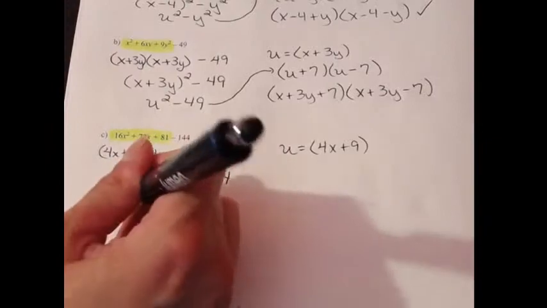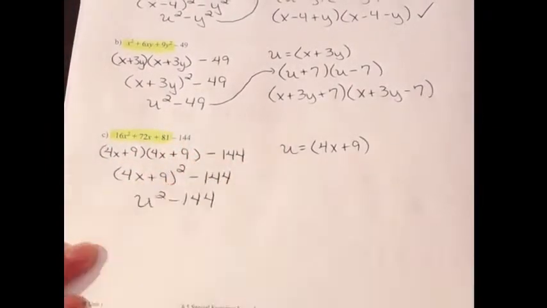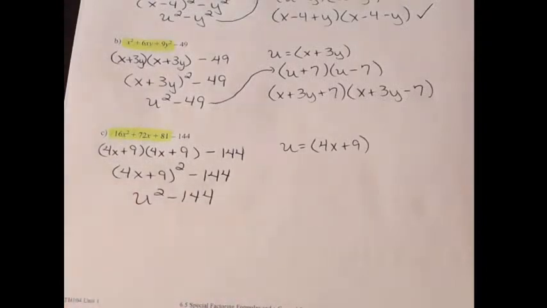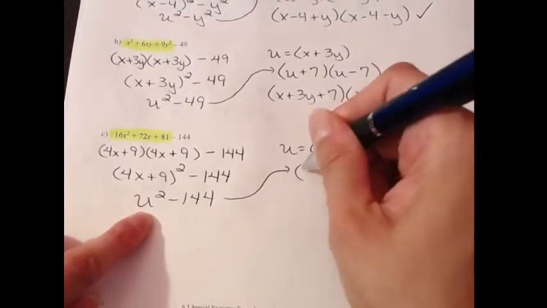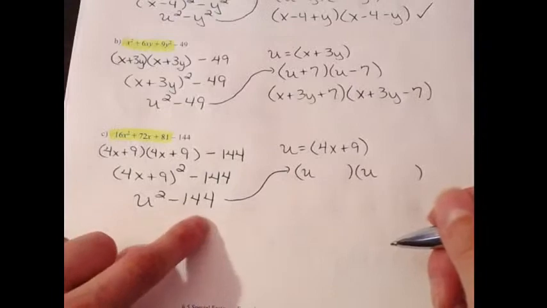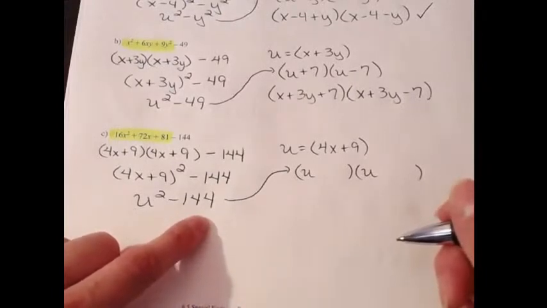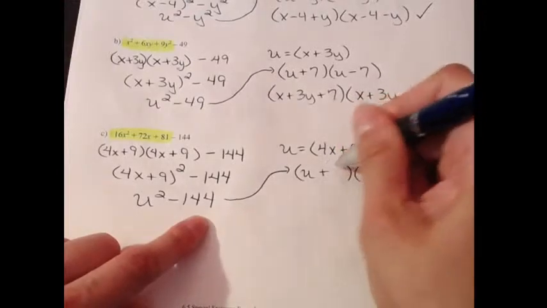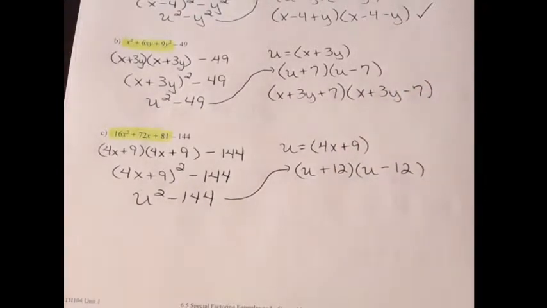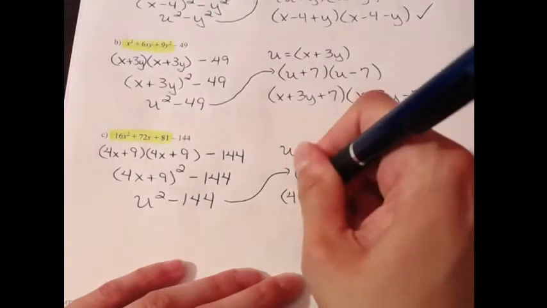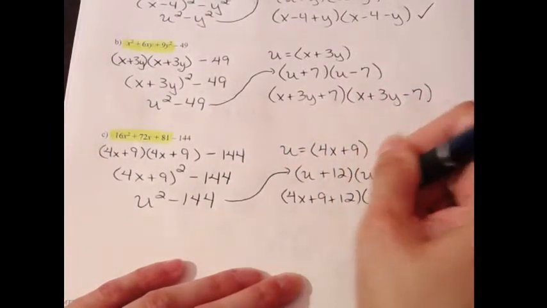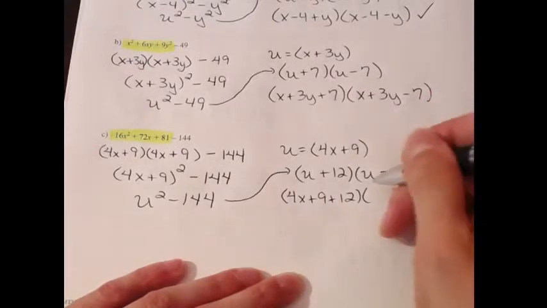So 4x plus 9 becomes U, so U squared minus 144. I know that that's the difference of two perfect squares. We know that U squared breaks down into U and U. And then 144, that's a perfect square. We know 12 times 12 is 144. So we get plus 12 and then minus 12. As always, you don't just leave the U there, substitute that 4x plus 9 back in. So that leaves us with 4x plus 9 plus 12, and then 4x plus 9 minus 12.